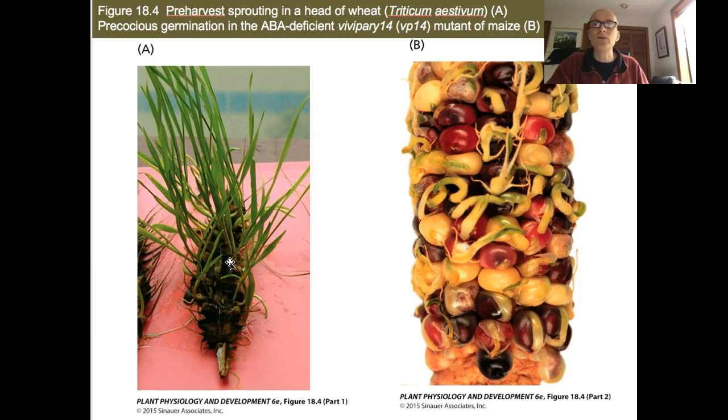So the question then was, well, what does normally prevent this from happening? Why don't we see this in more cases than just in these few mutant cases? And so that is what this lecture is about. What is it that is preventing germination at the wrong time and is inducing germination at the right time?